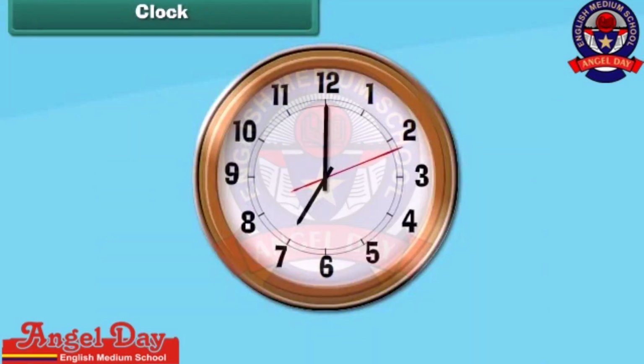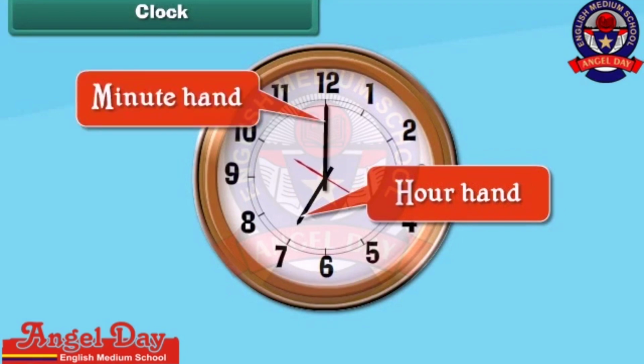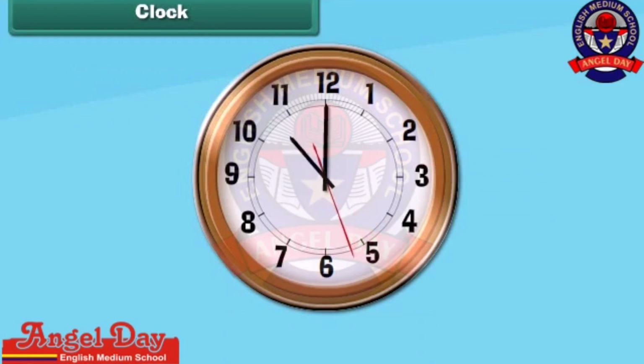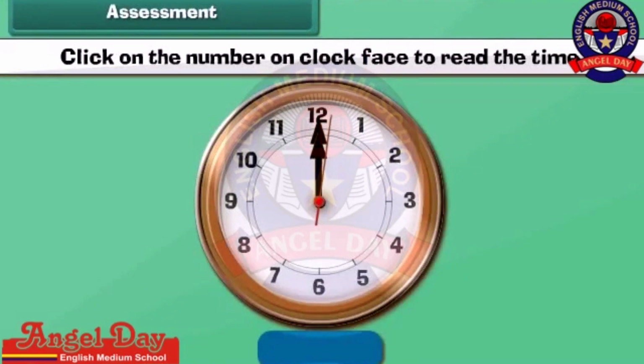Look at the hour and the minute hand in the clock. Here the hour hand is at 7 and the minute hand is at 12. Therefore, we refer to the time as 7 o'clock. Again, the hour hand is at 12 and the minute hand is at 12. Therefore, we refer to the time as 12 o'clock. Click on the number on the clock face to read the time.